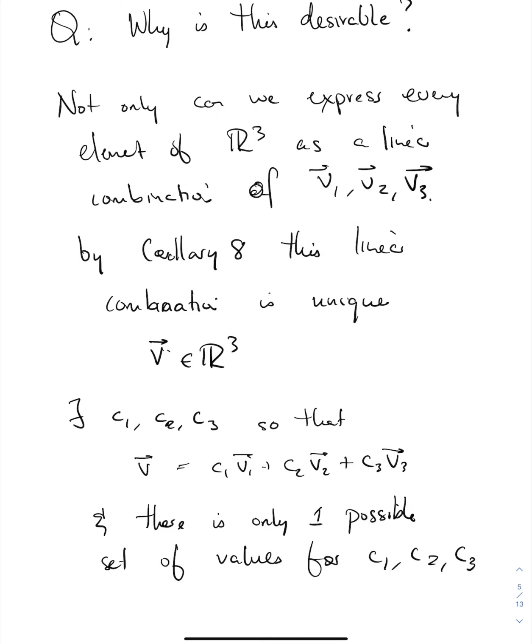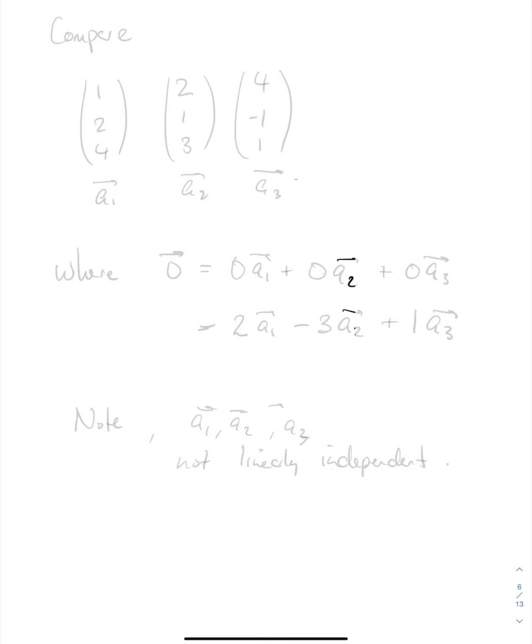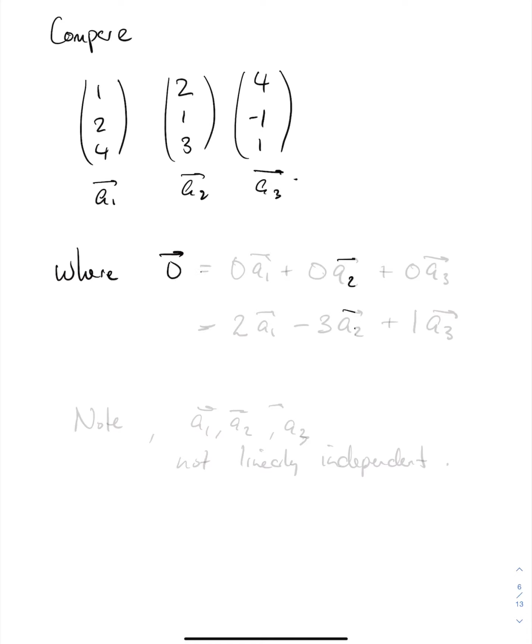Compare a more chaotic situation. (1, 2, 4), (2, 1, 3), (4, -1, 1). A1 vector, A2 vector, and A3 vector. Where, okay, as we would expect, we can express the 0 vector as a linear combination of A1, A2, and A3, where the coefficients are all 0. That makes sense. But something that's disturbing that we've explored a little bit before is that you can also do this.